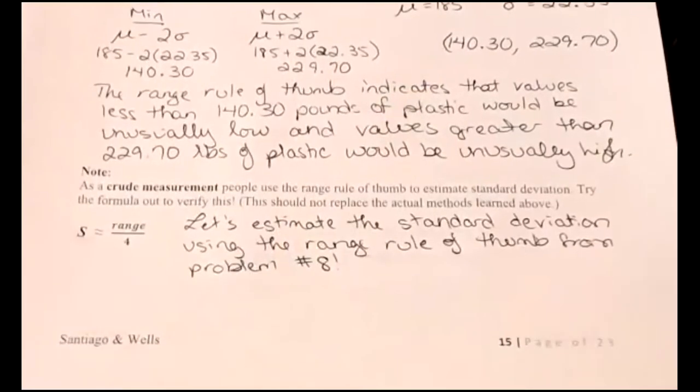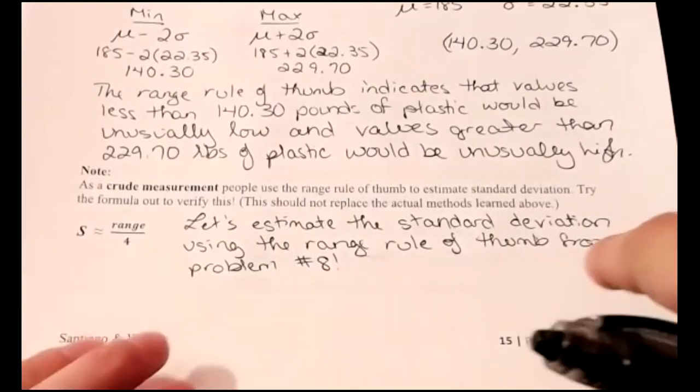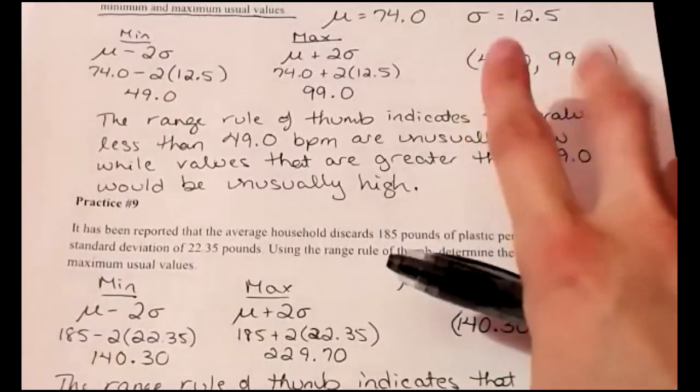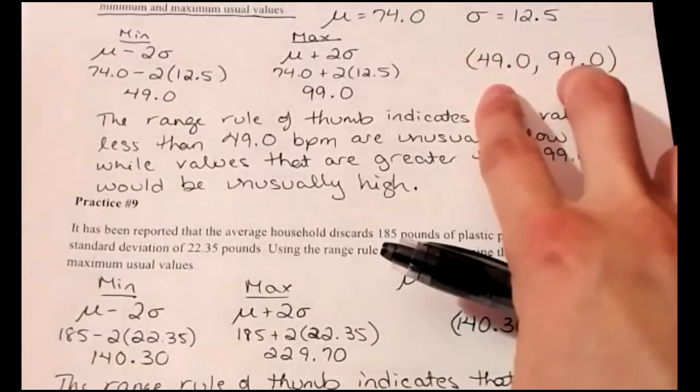And this is just an estimate, right? So we're just going to estimate the standard deviation using the range rule of thumb from problem number 8. If I scoot up to problem number 8, you see that our range was 49.0 to 99.0. That's your range rule of thumb. This is your low, this is your high.